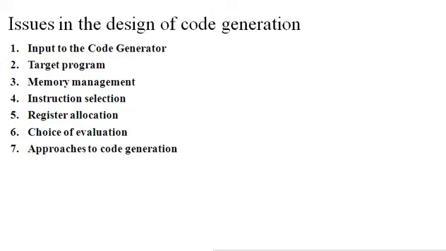And seventh is approaches to code generation. The most important criterion for a code generator is that it produces correct code. Correctness takes on special significance because of the number of special cases that a code generator must face. Given the premium on correctness, designing a code generator so it can be easily implemented, tested and maintained is an important design goal. So these are the 7 issues in the design of code generation.